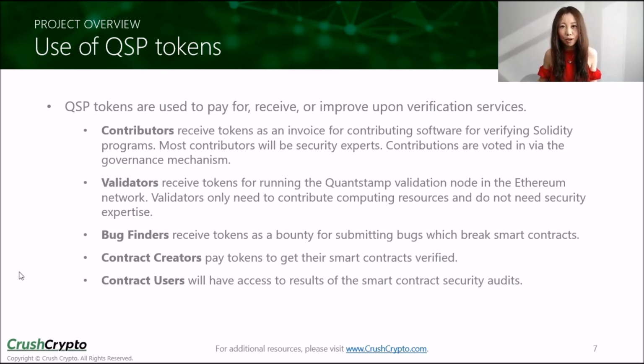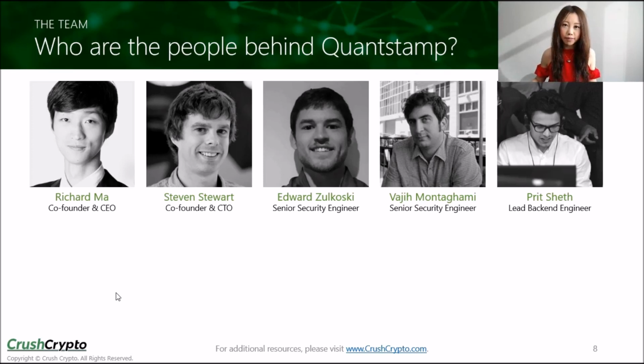The validation smart contract is designed to be modular and upgradable based on token holder voting via time-locked multisig. As QSP tokens are being used and rewarded within the Quantstamp ecosystem, the more usage the protocol has, the more valuable QSP tokens will become. Quantstamp currently has a core team of 7 people.